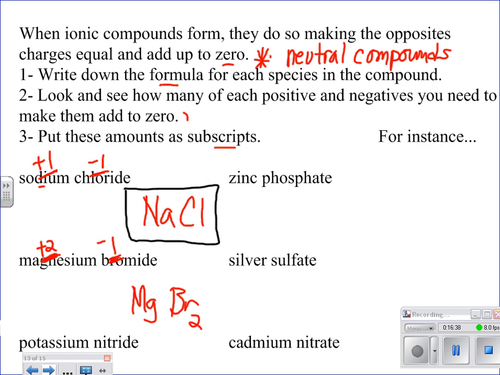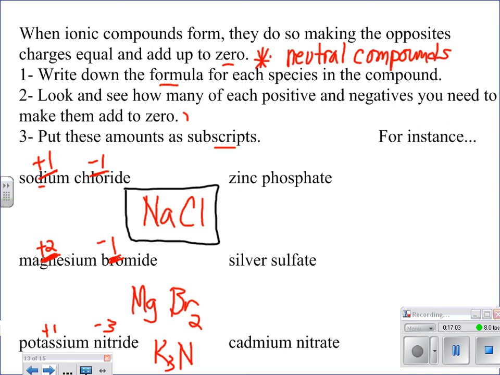Potassium nitride. Potassium is K, has a +1 charge. Nitride, that comes from nitrogen, is N with a -3 charge. In order to get them electrically neutral, I need a +3 and a -3. So to get a +3, I need 3 of my potassiums and 1 of my nitrogens. So that's it.